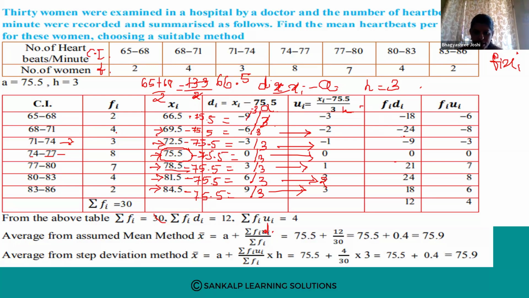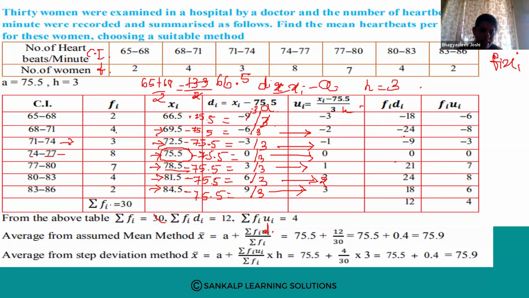Yes. So what is Fi ui? Fi into ui. 2 into minus 3, that is minus 6. 4 into minus 2, that is minus 8. 3 into minus 1, that is minus 3. 8 into 0, that is 0. 7 into 1, 7. And 4 into 2 that is 8, 2 into 3 that is 6.